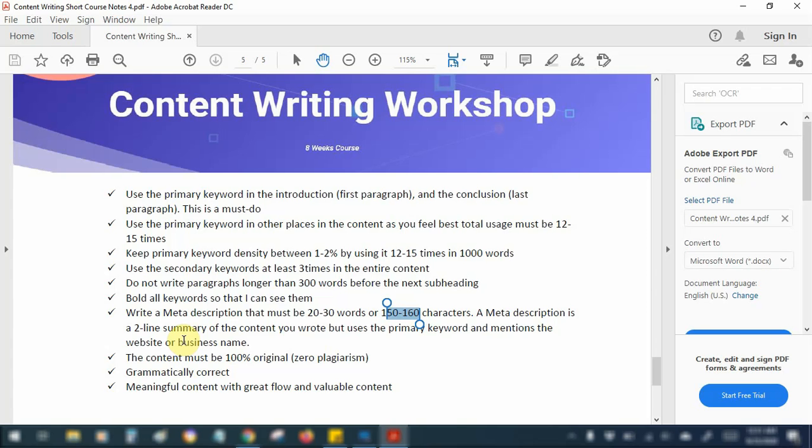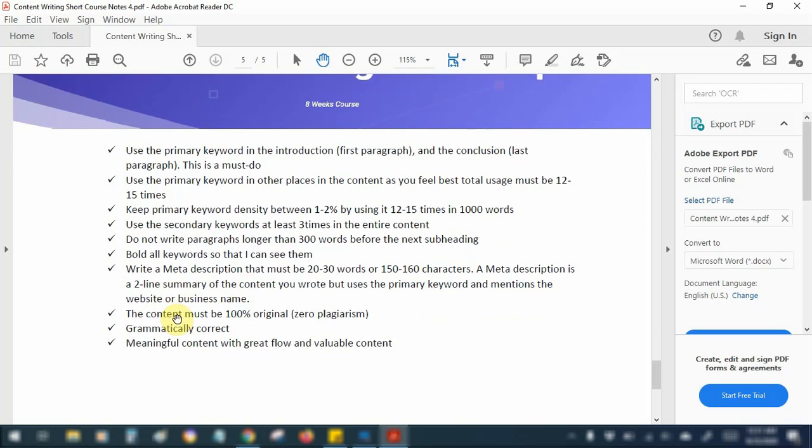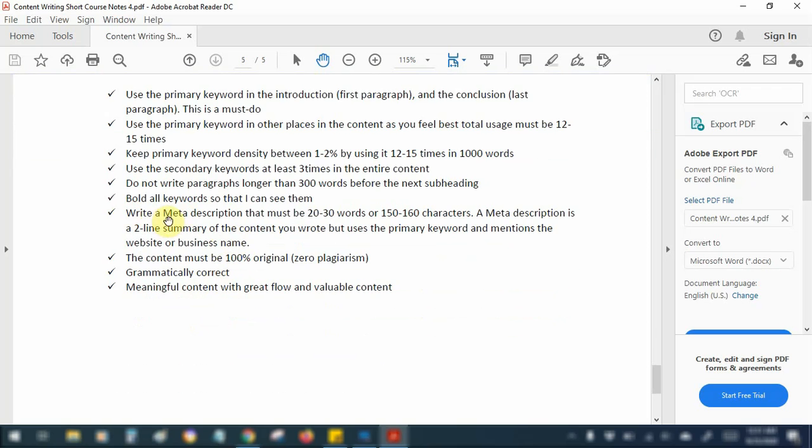It's just something to the point, summarizing the article, because that is the snippet that Google will show in searches right under the heading of the article. So that is the importance of a meta description, and this also helps with ranking that particular content on Google.